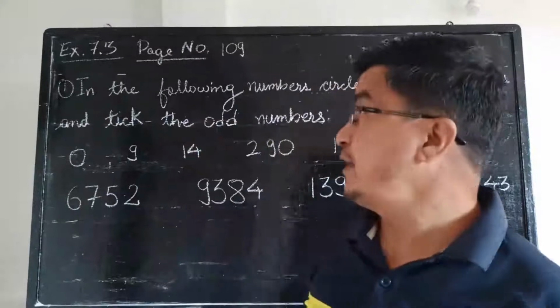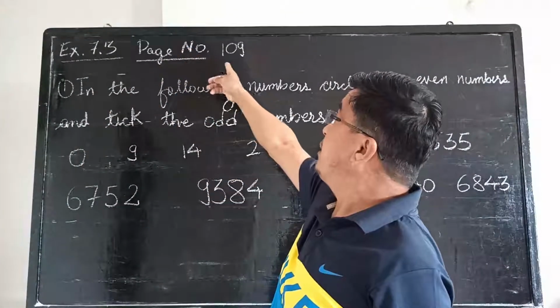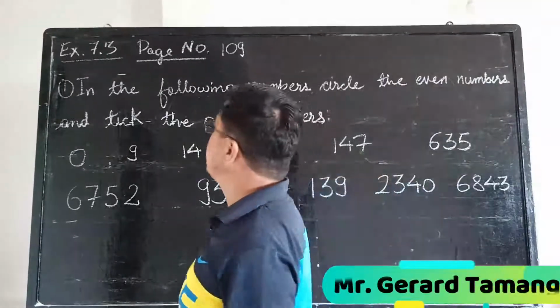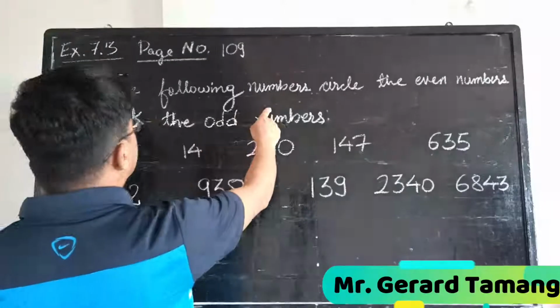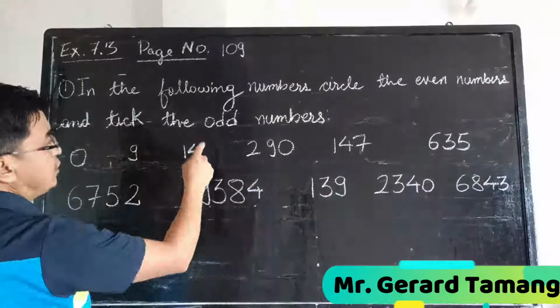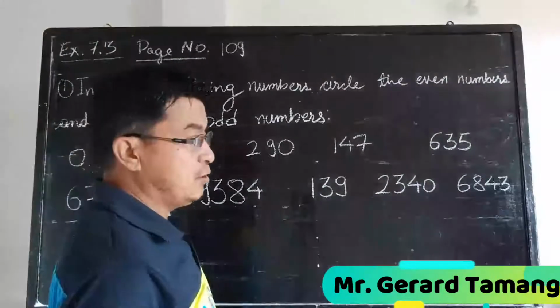Today we'll solve exercise 7.3 on page number 109. Now look at page number 109. Number 1. In the following numbers, circle the even and tick the odd number. You have to circle the even numbers and tick the odd numbers.